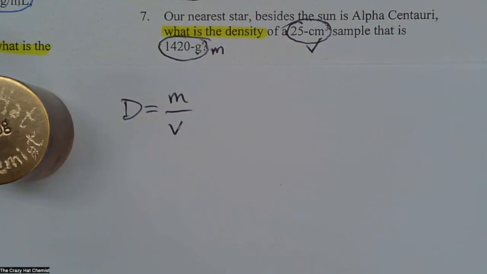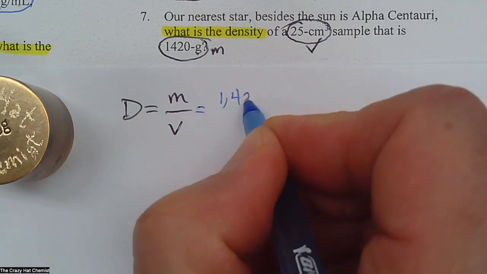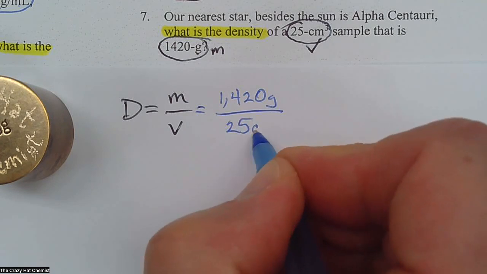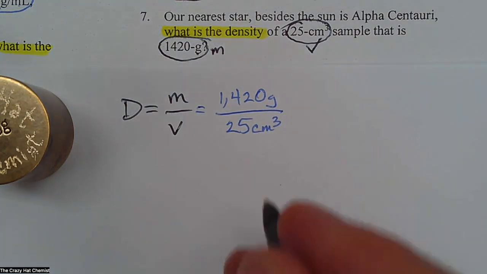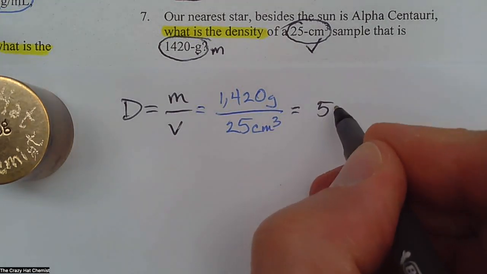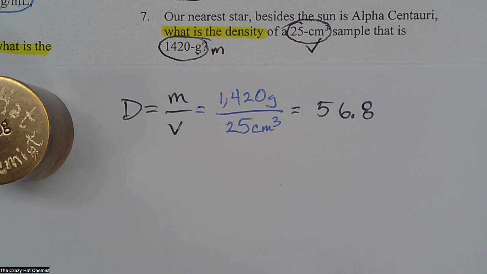So then I can plug that into my equation here. My mass is 1,420 grams. My volume is 25 cubic centimeters. Okay, and now I'm going to plug these numbers into my calculator. That's 1,420 divided by 25, and I am going to get 56.8.